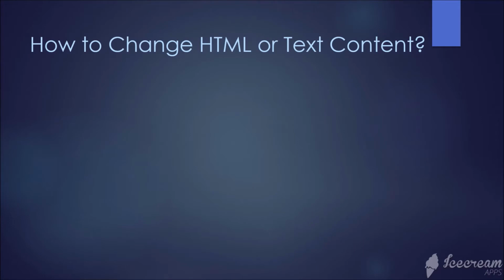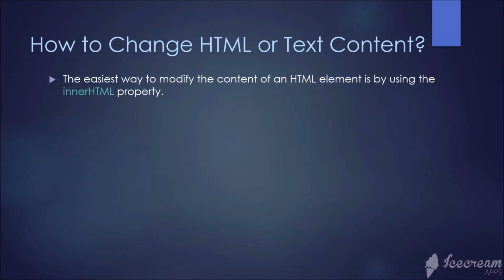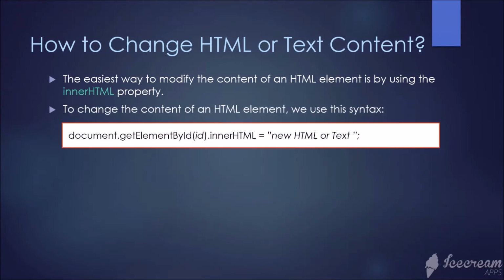Okay, so how to change HTML or text content? The easiest way to modify the content of an HTML element is by using the innerHTML property. To change the content of an HTML element, we use this syntax. Of course, document.getElementById, then yung .innerHTML equals the new HTML or text that we want to set. Okay?